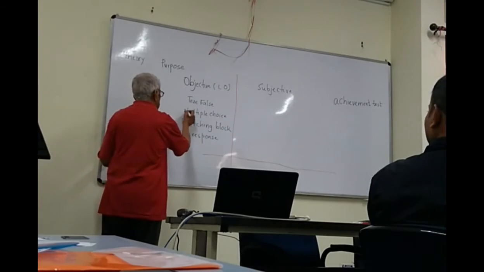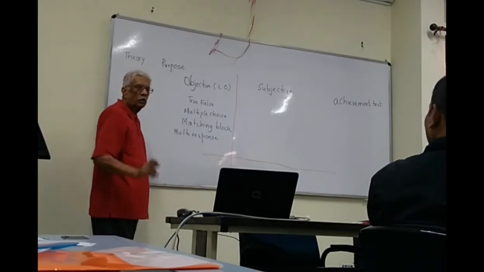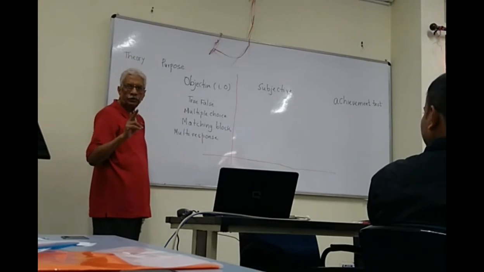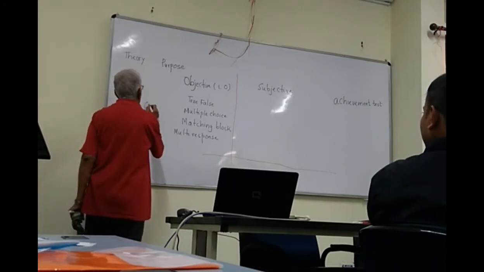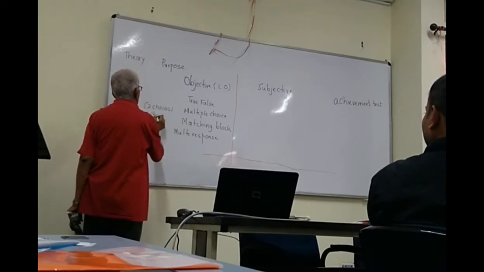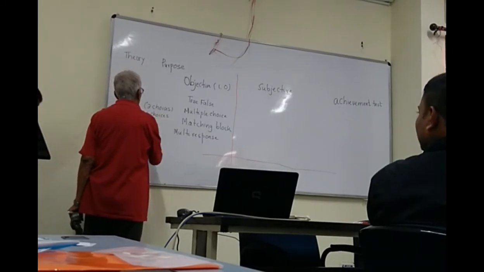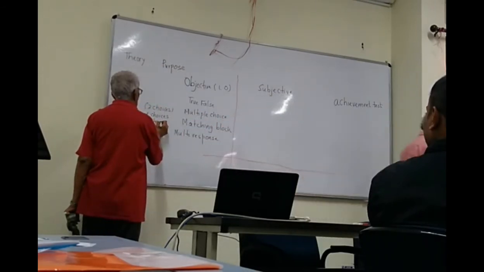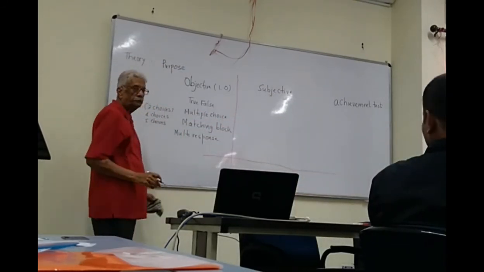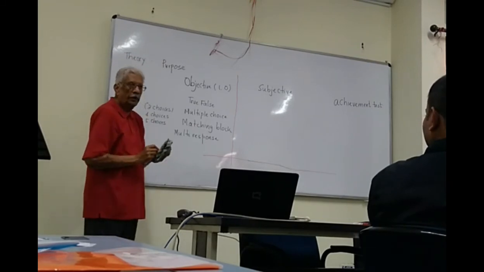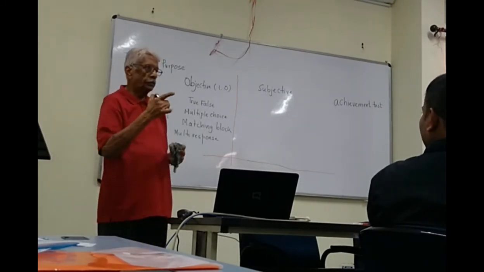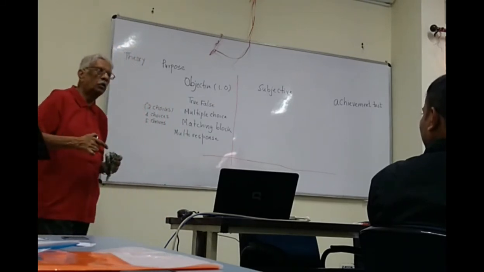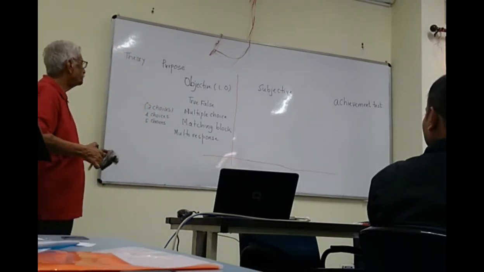Multiple choice questions are also objective questions. One and zero. But in this, there can be three choices, four choices, five choices, etc. Why we use 4? I will let you know. There's a reason for this.